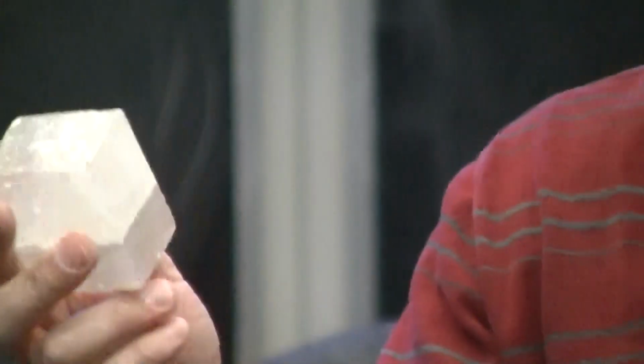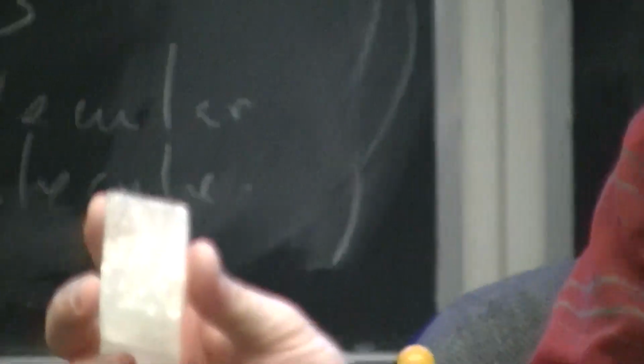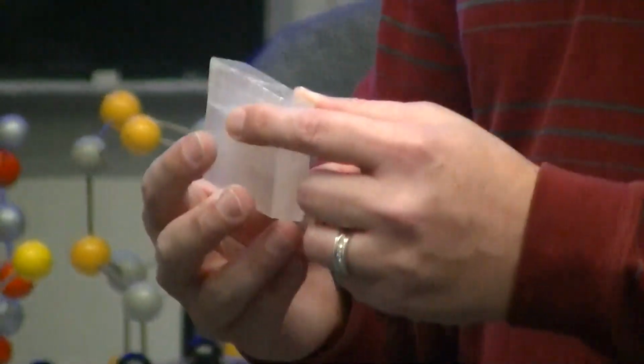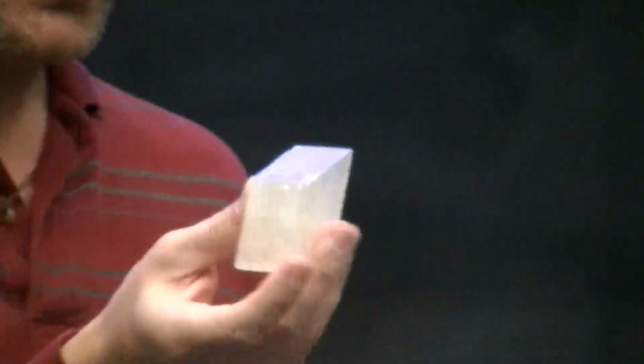Can you recognize this? This is probably harder to know, but it's a common crystal as well. If I ask you what it is, you will probably tell me, I don't know what it is, but it's not quartz. And I will say, that's right, it is not quartz. It is a mineral that we call calcite. And what can you tell me about the shape, the morphology of this crystal? How does it look?